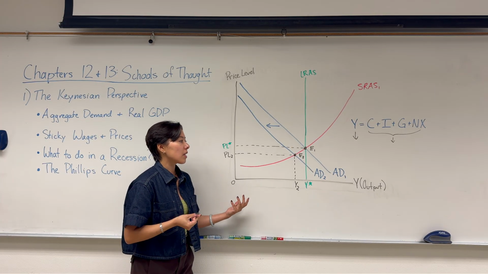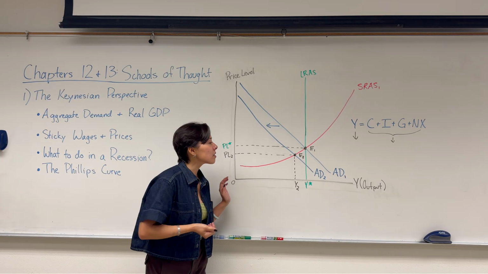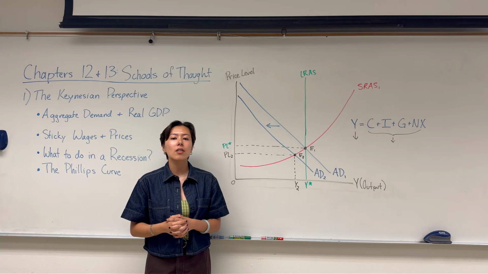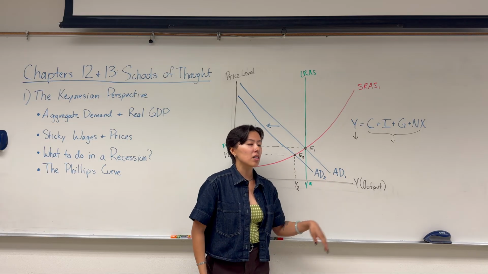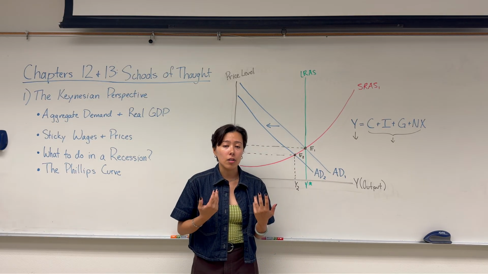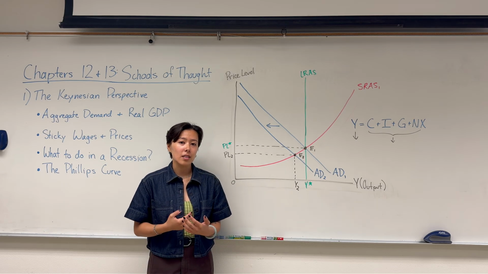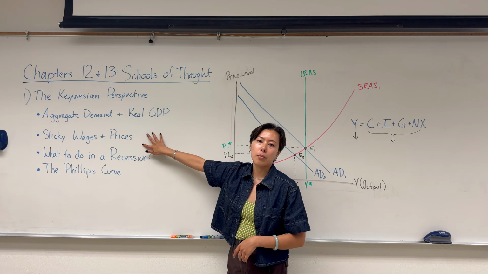Another key part of this Keynesian analysis was the idea that the economy is not just going to self-correct when we land in this recession. Keynes argued that the government needed to do something to try and boost aggregate demand to get us back on track. And the reason Keynes believed that we would get stuck in this recessionary gap is due to the idea of sticky wages and prices.